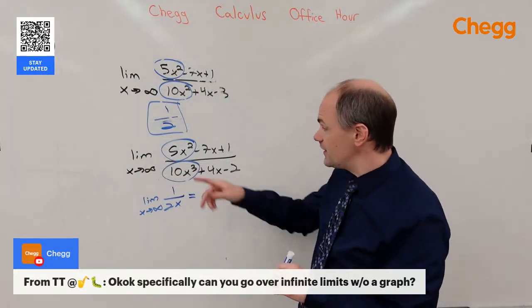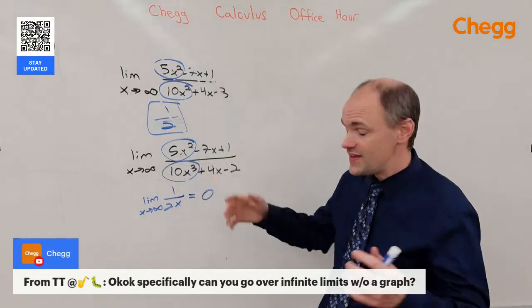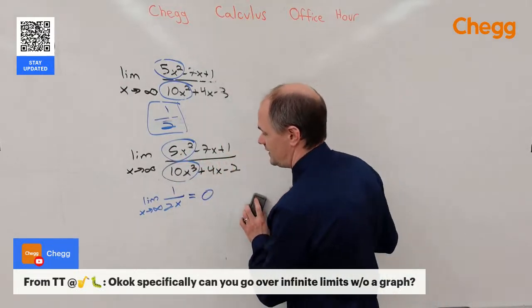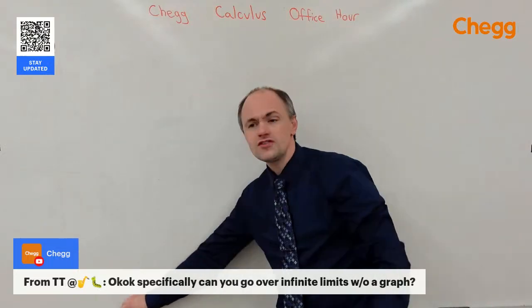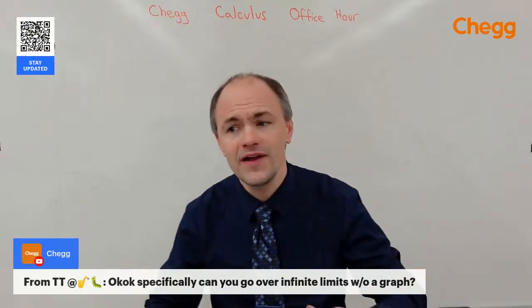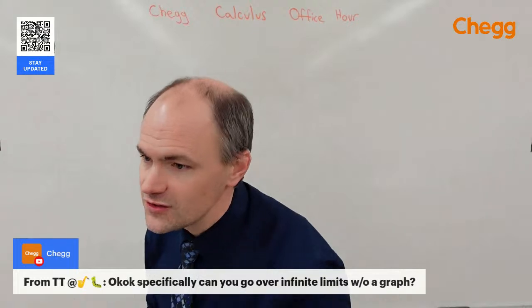The other case is when the numerator takes over. If the bigger exponent is in the numerator, then it's going to go to infinity. So that's kind of how I would approach those: you're looking at who's taking over, who's growing the fastest on these limits.